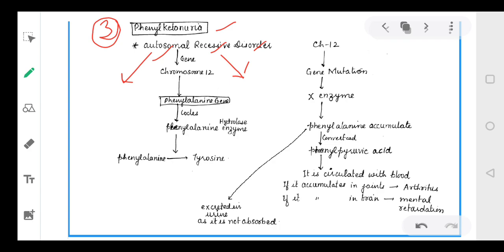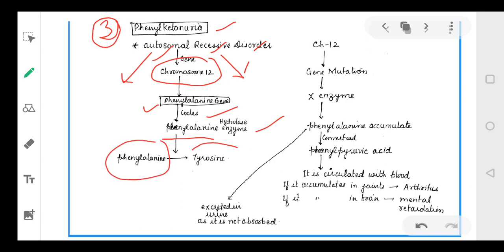Now in phenylketonuria, there is a gene present on chromosome number 12. This gene is called the phenylalanine gene, and it is present on chromosome number 12. This gene will code for an enzyme called phenylalanine hydroxylase enzyme. This enzyme will convert phenylalanine in your body to tyrosine. So this is the normal procedure.